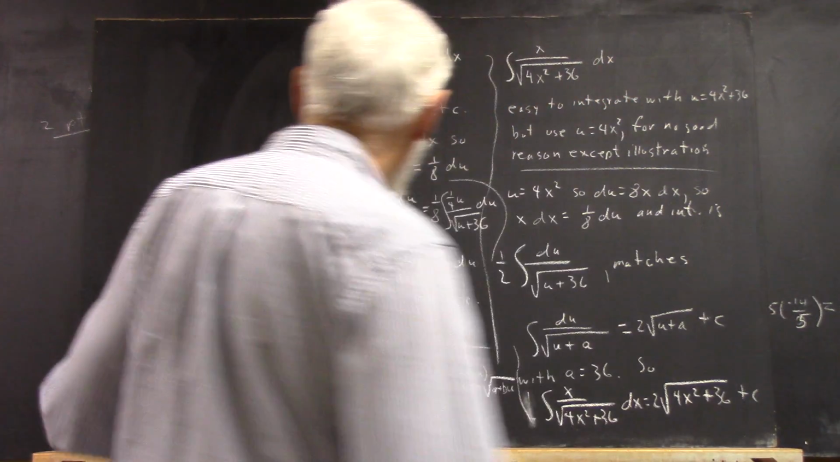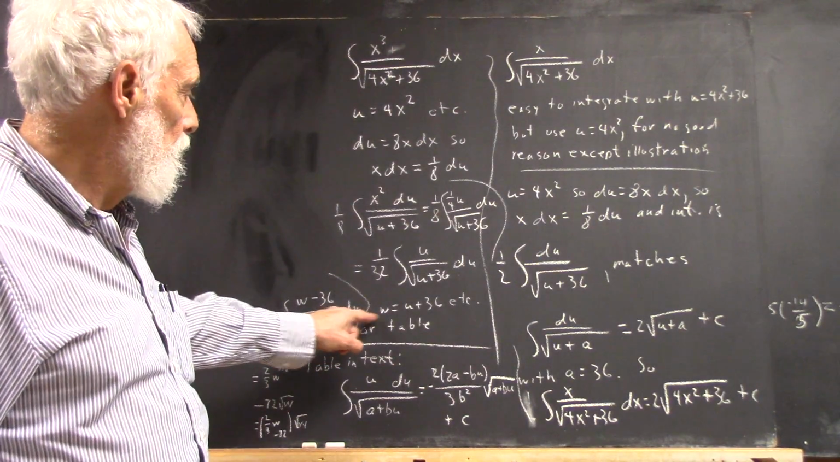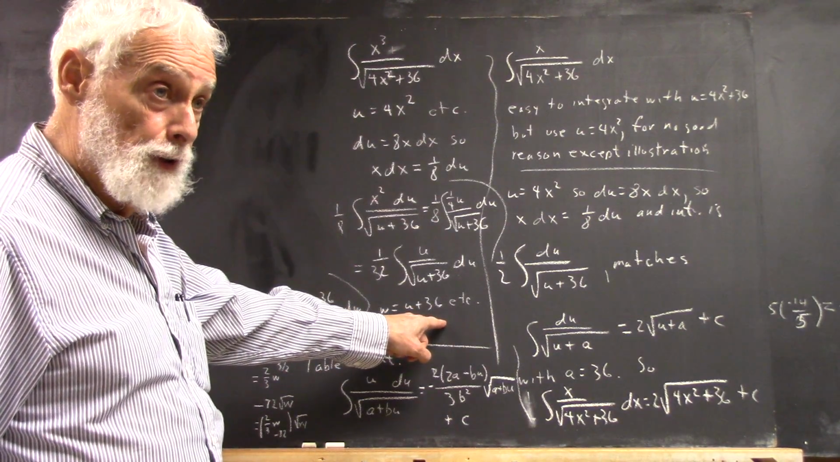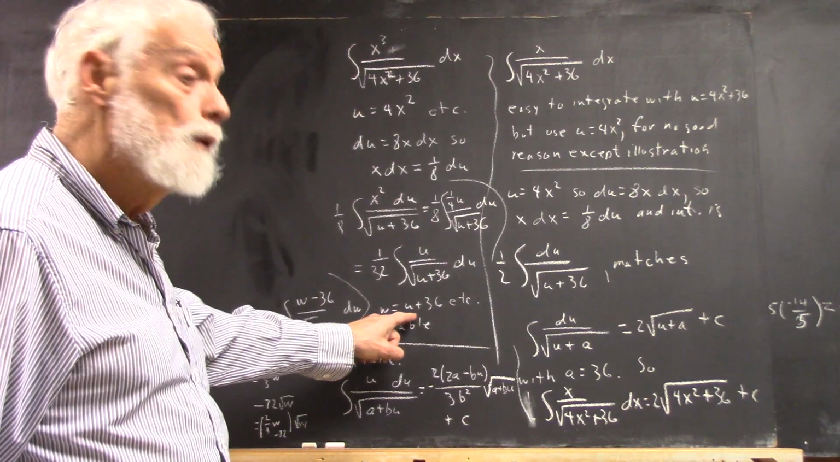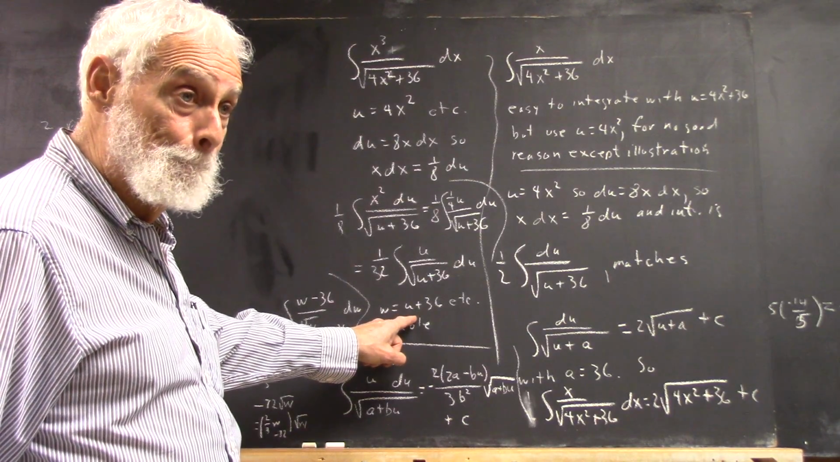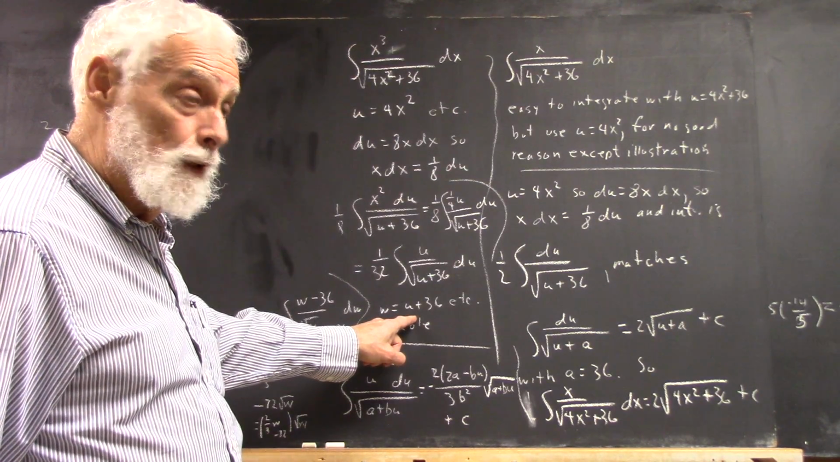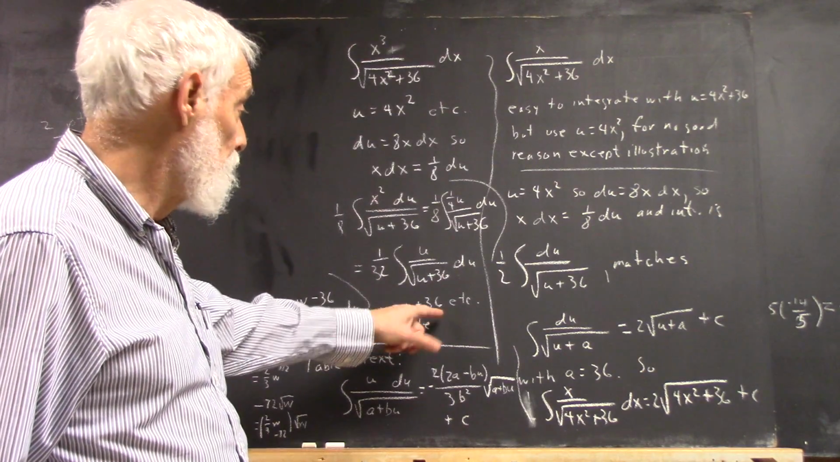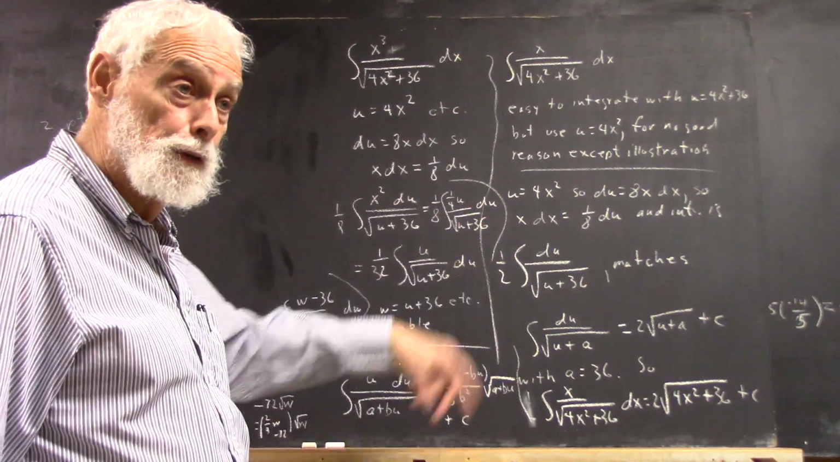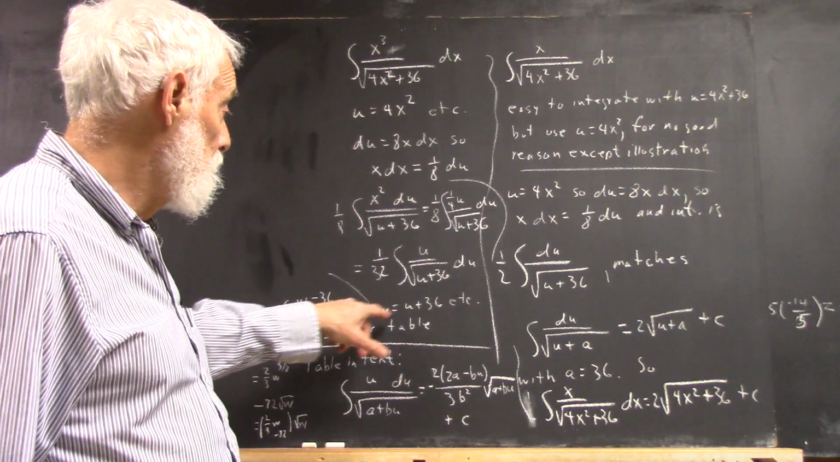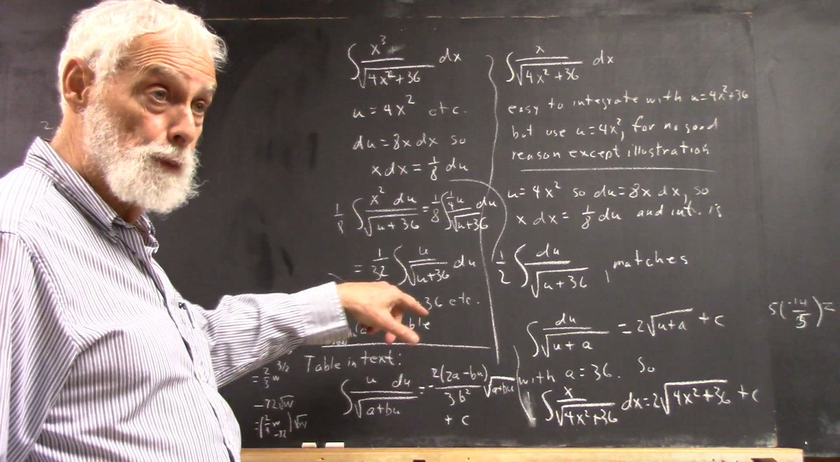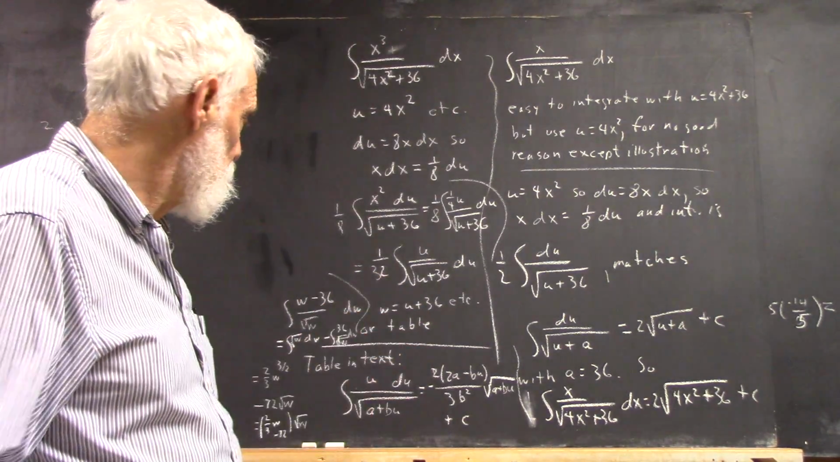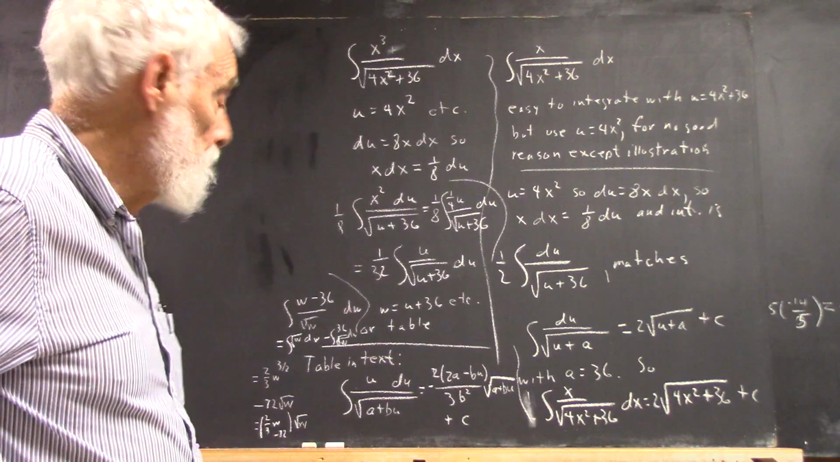Let me point out, if you let w equal u plus 36, then it should be very clear that dw equals du, right? Let's take the derivative of this with respect to u. 36 has 0 derivative. You just get dw/du equals 1, so dw equals du. If you use the substitution, that's very straightforward.